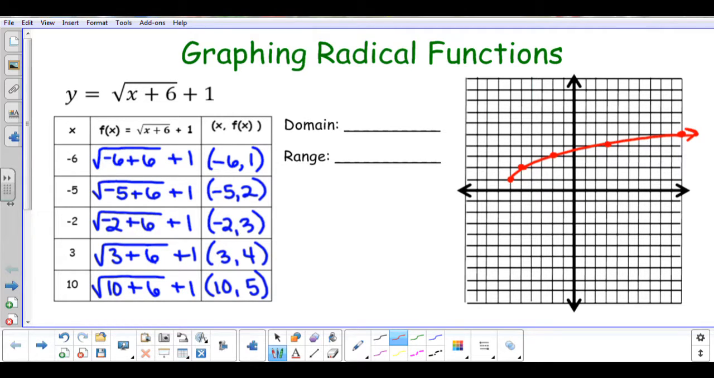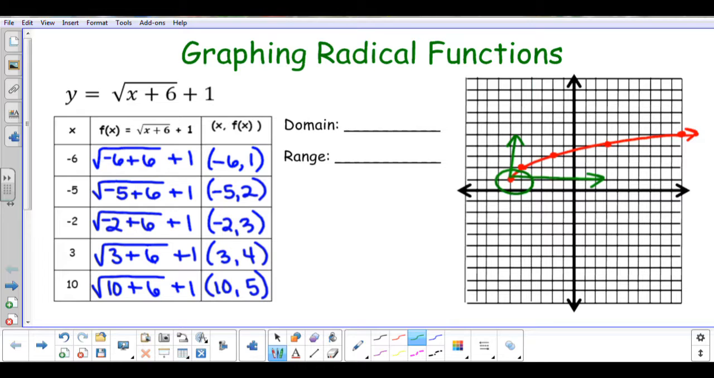Now that I have my graph, I need to identify the domain and the range. And the domain and range for a square root function like this one is all dependent on the starting point. So my graph starts at the point negative 6 and 1, and it continues off to the right and upward. So that's going to help me figure out what my domain and range is going to be for this function.